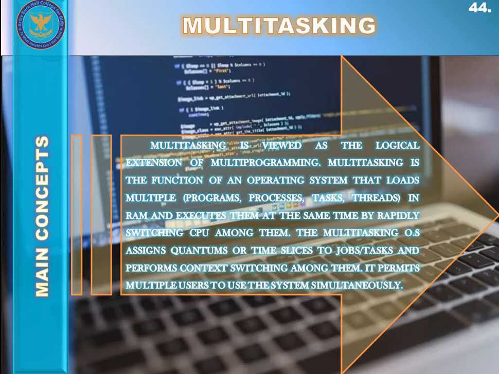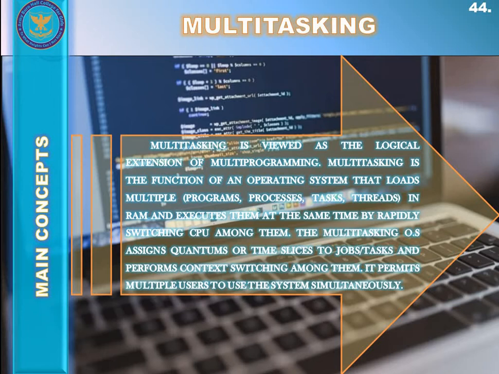Multitasking is a function of an operating system that loads multiple programs, multiple processes, multiple tasks, or multiple threads in main memory, RAM, and executes them at the same time by rapidly switching the CPU among them. This means that a program has multiple tasks. A program is divided into multiple tasks or subtasks or subparts or subjobs.